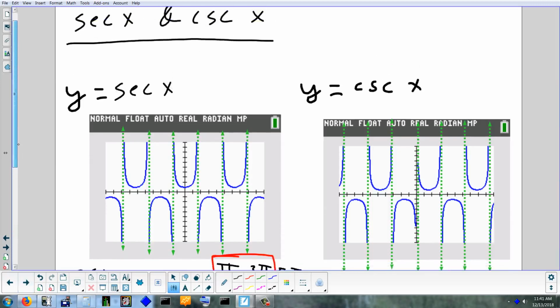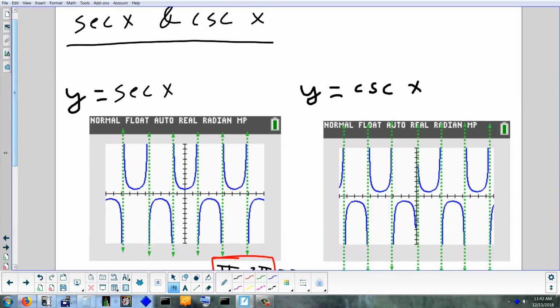All right, I'm not going to go through as much detail with sine and cosine, but this is what secant and cosecant look like. The reason you get asymptotes is because secant is 1 over cosine. Everywhere that cosine is 0, that's where you're going to get an asymptote. With cosecant, it's the same as 1 over sine. Everywhere that sine is 0, you're going to get an asymptote in cosecant.